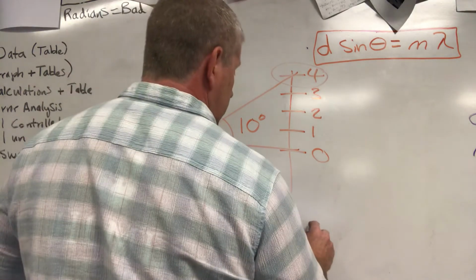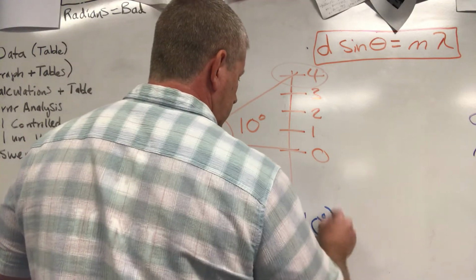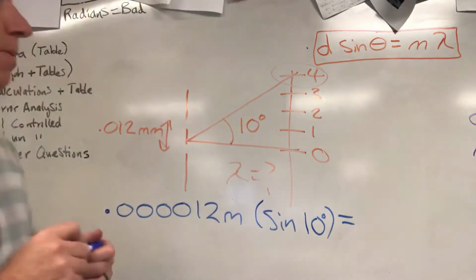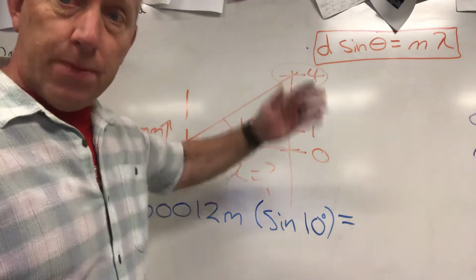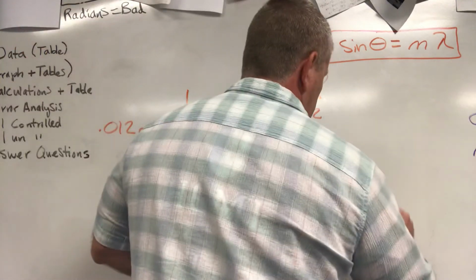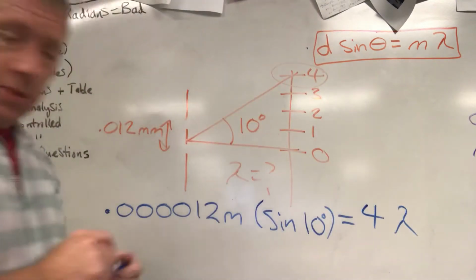Sine of 10 degrees is equal to m. Okay, what do I use for m? 2, 3, 4. I use a 4. It's the fourth bright spot, so use 4. And then wavelength. So let's do the math.